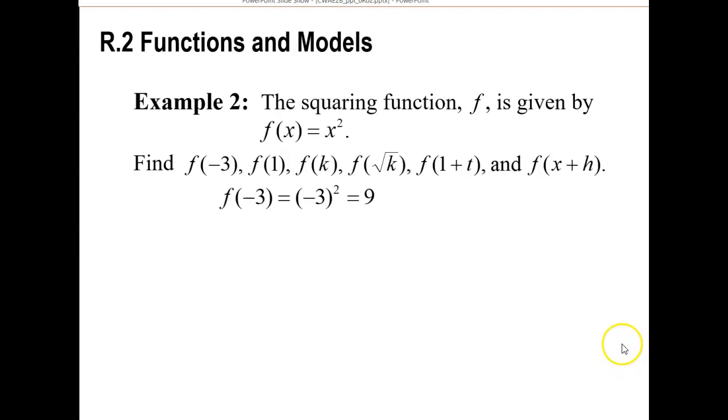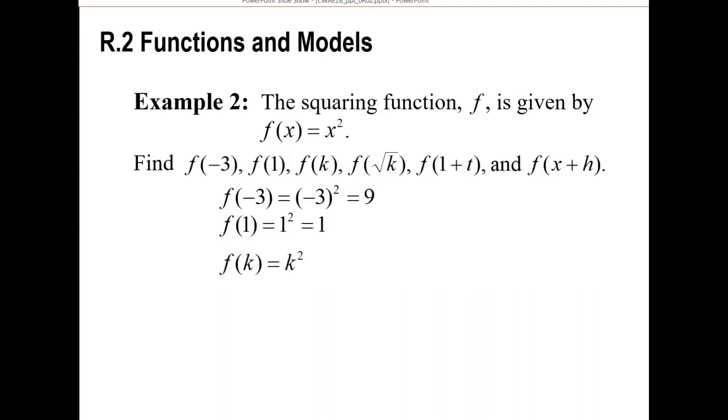All right, so hopefully from before you remember how this works. F of a number x is found by taking the x and squaring it. So if I want to find f of -3, that means -3 replaces the x. So we take -3 and square, we get 9. F of 1 means take 1 and square it, which is still 1.